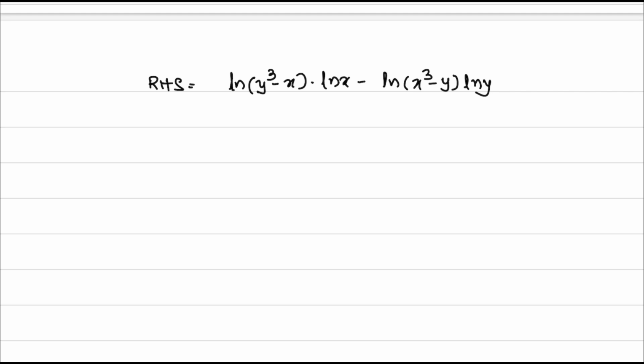Now, for ln (y cube minus x) to exist, because we are asked to find out the real solutions, y cube minus x should be greater than 0. Otherwise, the logarithm of a negative number does not have any meaning.